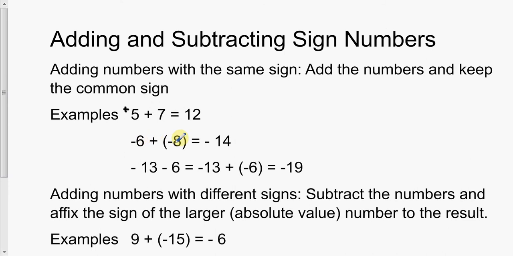Here, -6 and -8, they're both negative. So you add the numbers, 6 plus 8, we get 14. Keep the common sign, negative. Right? -13, if you see this, -6 is the same thing as -13 plus a -6. Both numbers are negative, so I'm going to add the positive values. 13 plus 6 gives me 19. Then I keep here the common sign, negative.